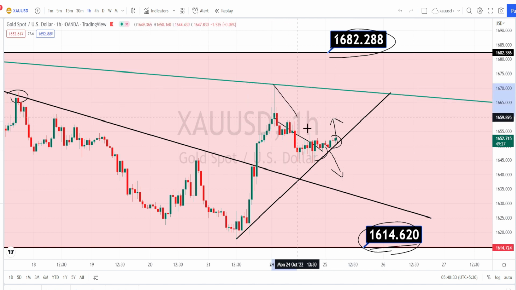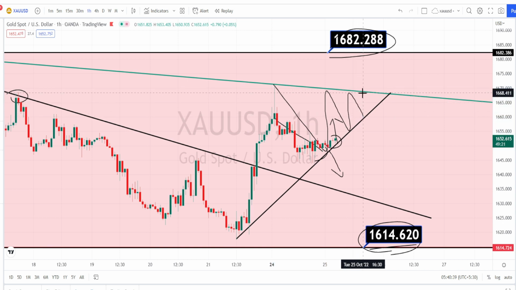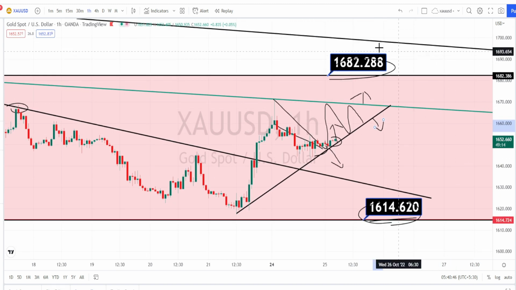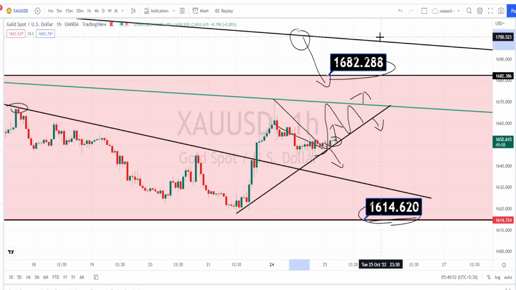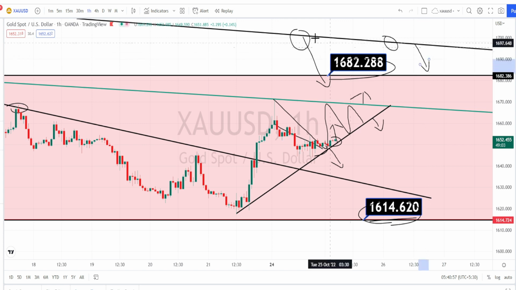But still you can notice that the price action is consolidating within this resistance and support line. Soon we can expect a directional breakout on the bullish side or on the bearish side. But the overall trend of the price action is still in a bearish trend because the current price action is trading below this resistance line from the daily time frame.